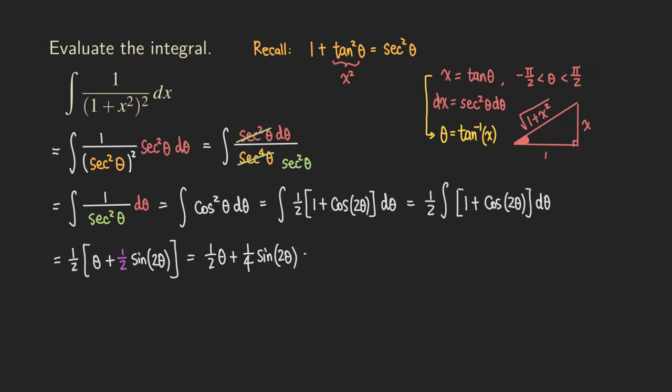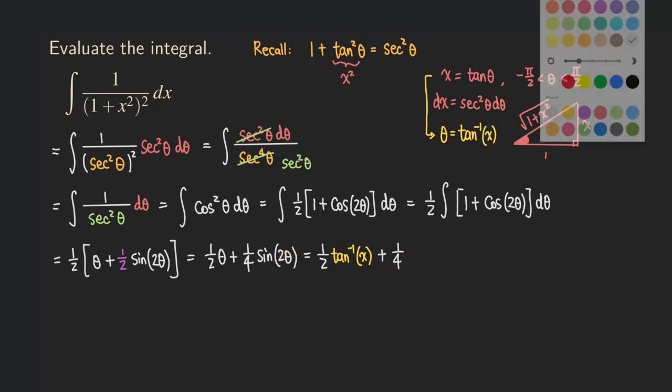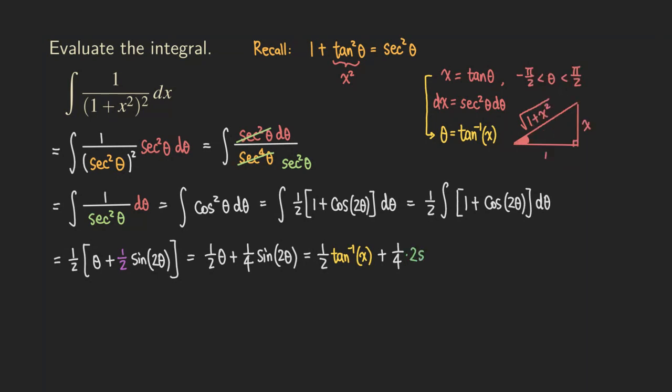So in the next step, I'm actually going to start substituting the stuff back already. Theta is going to be replaced by the tangent inverse of x. Okay, so we have the tangent inverse of x, and then we are going to be getting 1 over 4. Now, what is this equal to? For the double angle formula, it's going to be 2 sine theta cosine theta. Okay, so that turns into this 2 sine theta cosine theta.